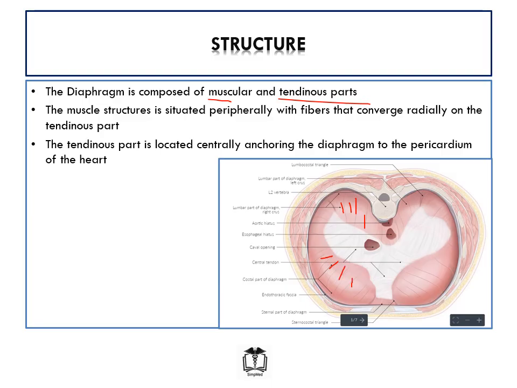The tendinous part lies at the center of the diaphragm. It anchors the diaphragm to the pericardium above it. So the heart sits directly on the diaphragm, and is anchored to the diaphragm by the tendinous part of the diaphragm. And you notice that the tendinous part of the diaphragm is largely the point of attachment of the muscular part, like I mentioned.